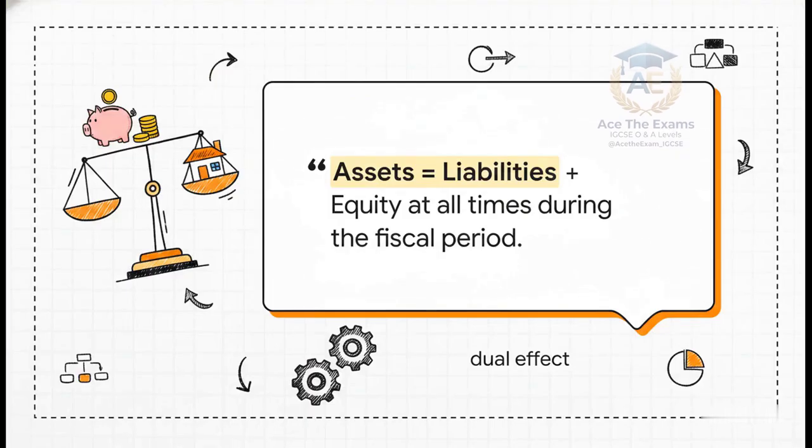You know, a lot of students kind of fall into the trap of thinking about accounting as just, well, a basic record-keeping exercise. But to grab that A-star, you have to shift your mindset. You really need to view it as the structural foundation of a business. And our starting point? The golden rule. Assets equal liabilities plus equity at all times during the fiscal period. Every single transaction has a dual effect, right? And keeping that scale perfectly balanced is step 1 to showing the examiner you really get it.